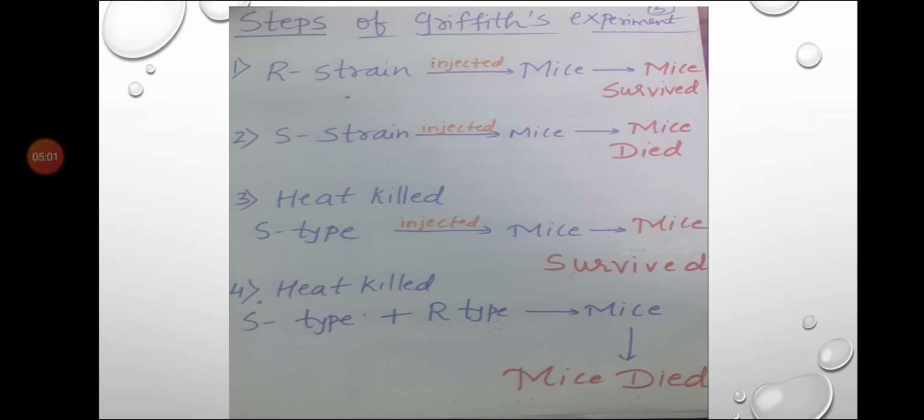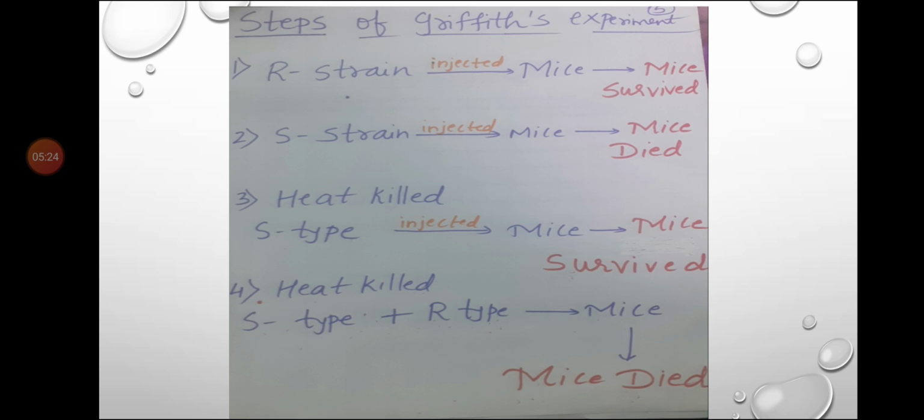Okay, S strain injected into the mice, and the mice died. It can be concluded that S strain is pathogenic and virulent, harmful bacteria. When heat-killed S type was injected into the mice, they survived again. It was concluded that because of the heating effect, the bacteria became safe.